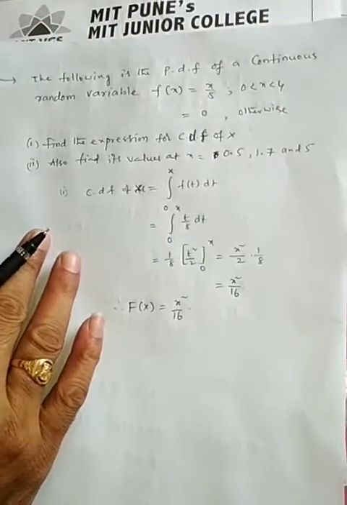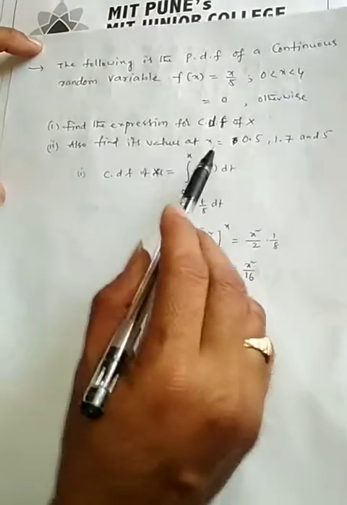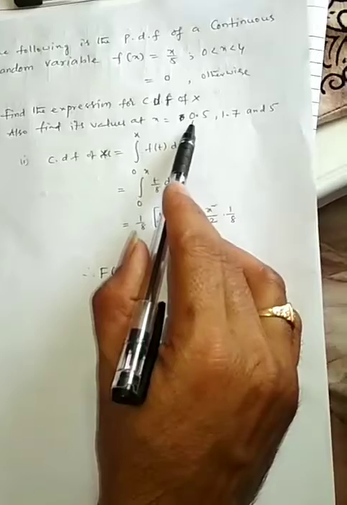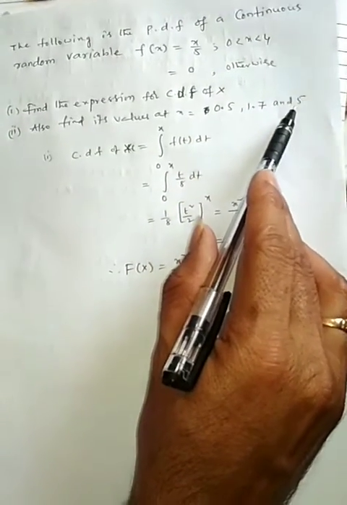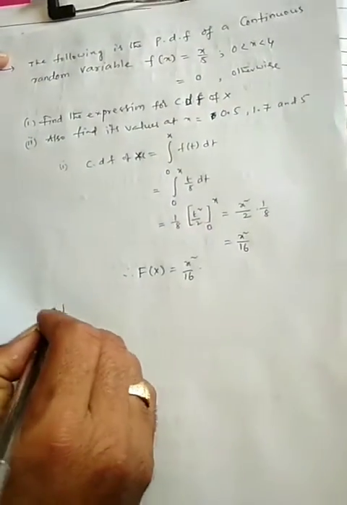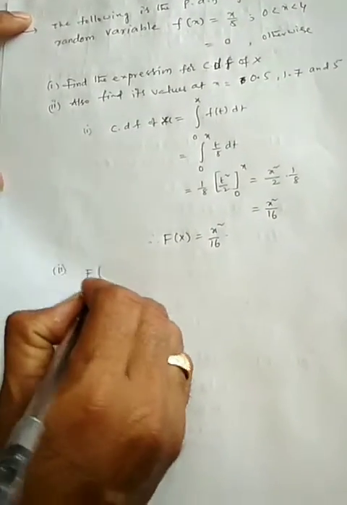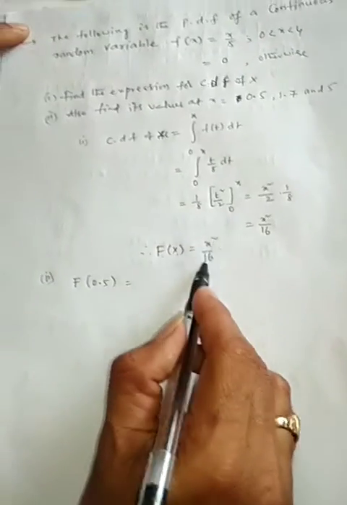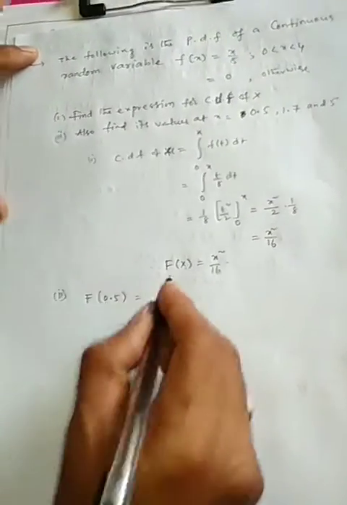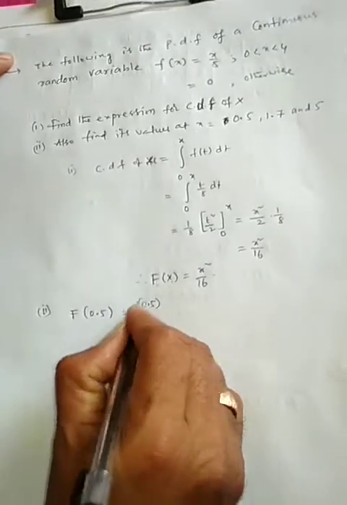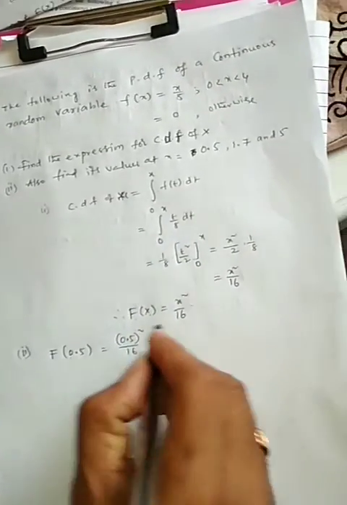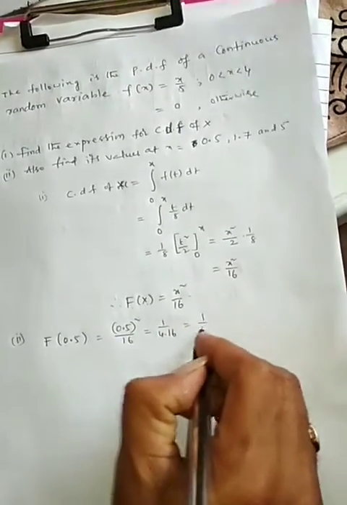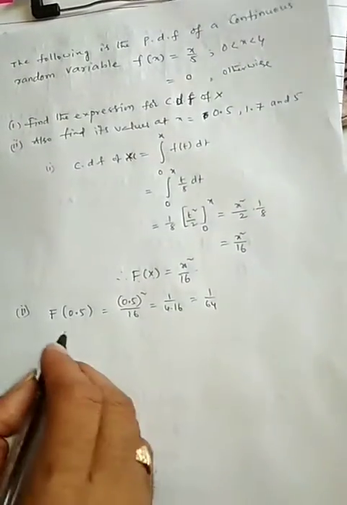And the second part: find the values of F(x) at 0.5, 1.7 and 5. First, find F(0.5). You know the F(x) function is x square by 16. In place of x, substitute 0.5. So 0.5 whole square by 16 is equal to 1 by 4 into 16, which is 1 by 64. That is F(0.5).